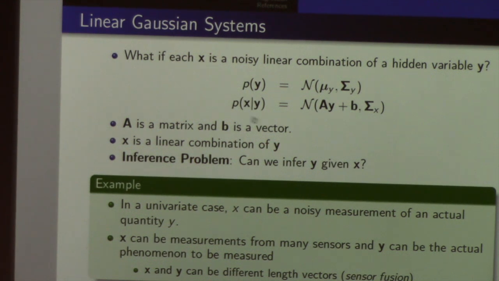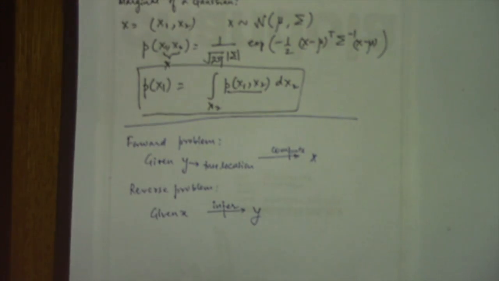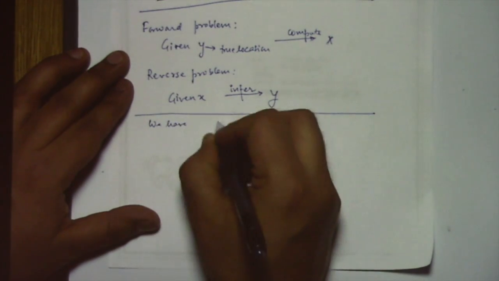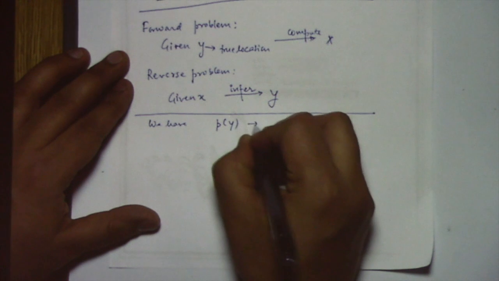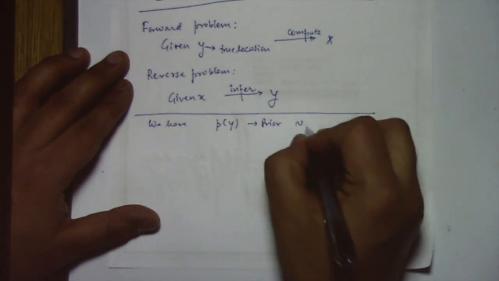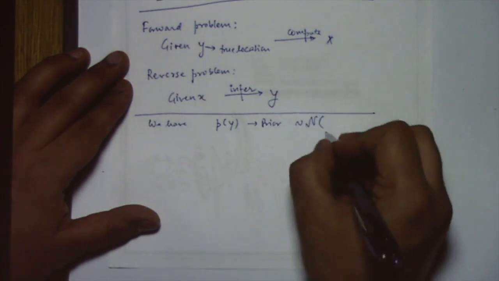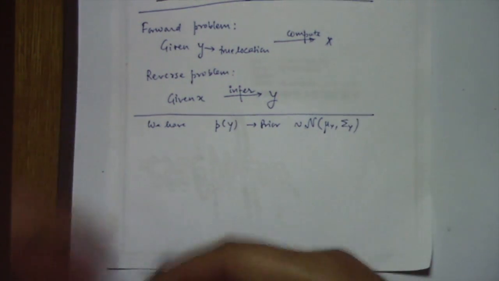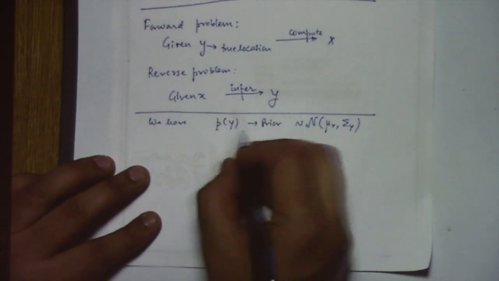So what we need to compute now is P(y given x). How we do that is just by applying our good old Bayes' rule. We have P(y), which is the prior, a normal distribution with some mean and some covariance matrix. This is the initial estimate that you have for your quantity of inference.